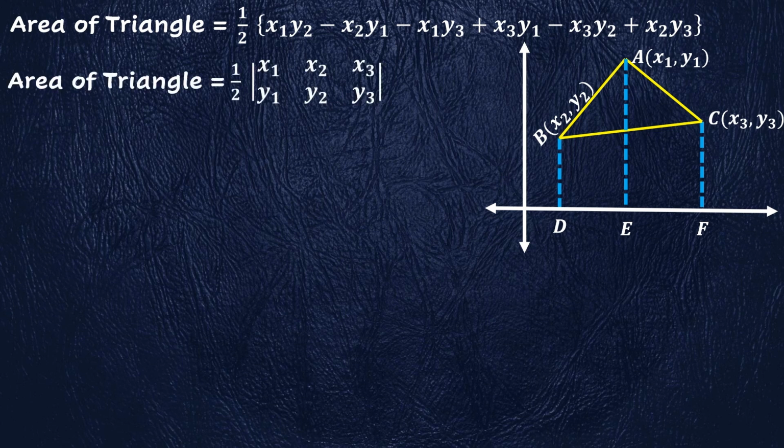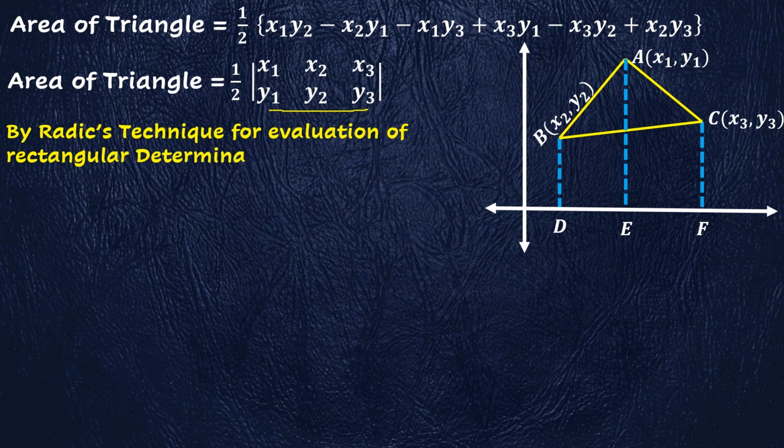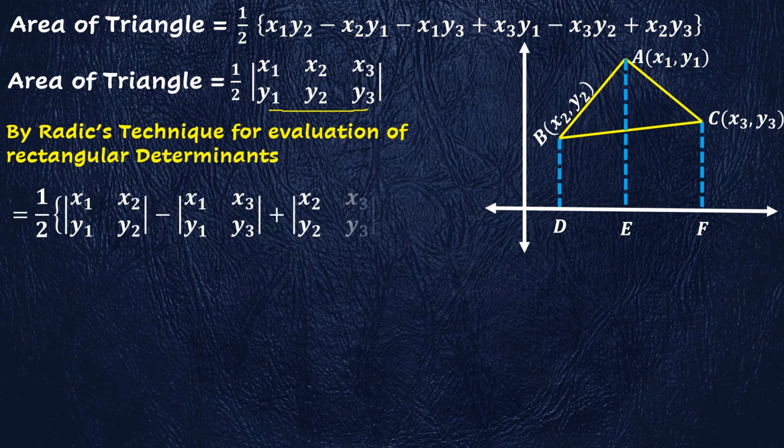Now we show that this area is equal to 1 by 2 into this rectangular determinant x1, x2, x3, y1, y2, y3. We expand this 2 cross 3 determinant using Roddick's technique for the evaluation of rectangular determinants. And according to this technique, the determinant will be equal to 1 by 2 into.